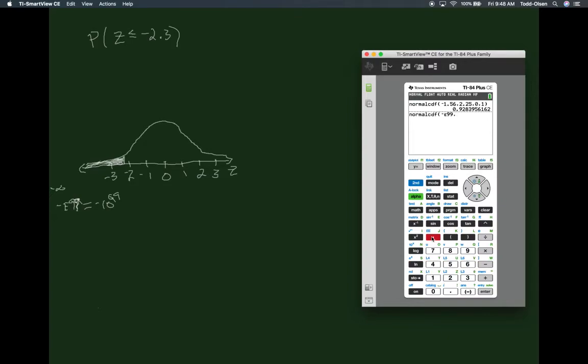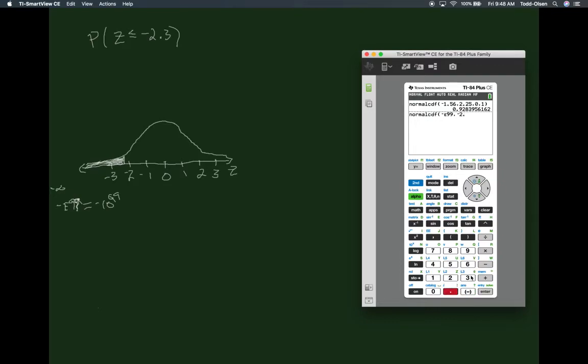And what happens with all normal curves is eventually, when you get far enough out in either direction on the axis, there's really no more area left. It's essentially 0. So using a really small number if you're looking for a left tail area for the lower limit, or a really large number when you're looking for the tail area on the right side, will give very accurate answers.